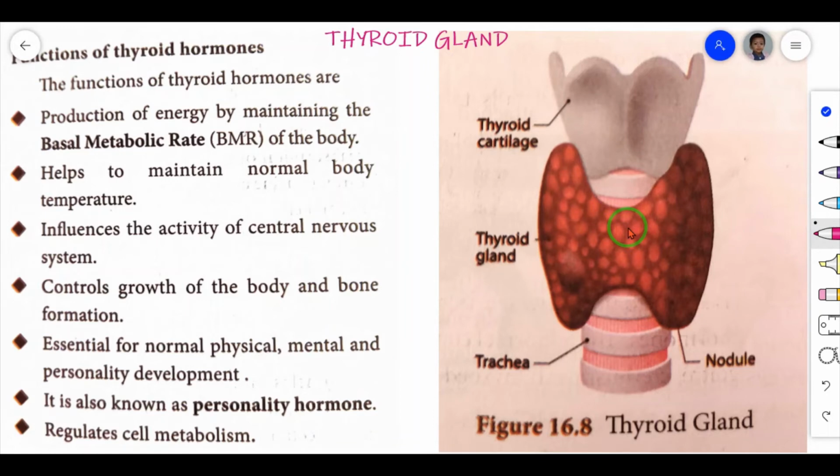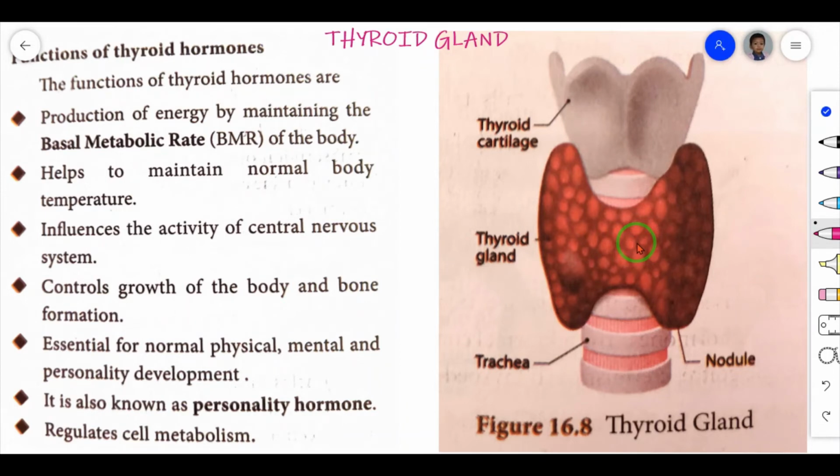Now, the amino acids tyrosine and iodine. These 2 amino acids are involved in the formation of thyroid hormone. So what are the 2 amino acids involved in the formation of thyroid hormone? Tyrosine and iodine.